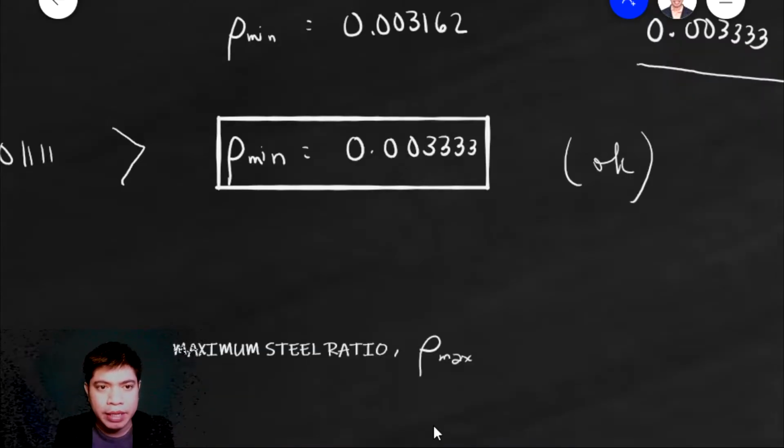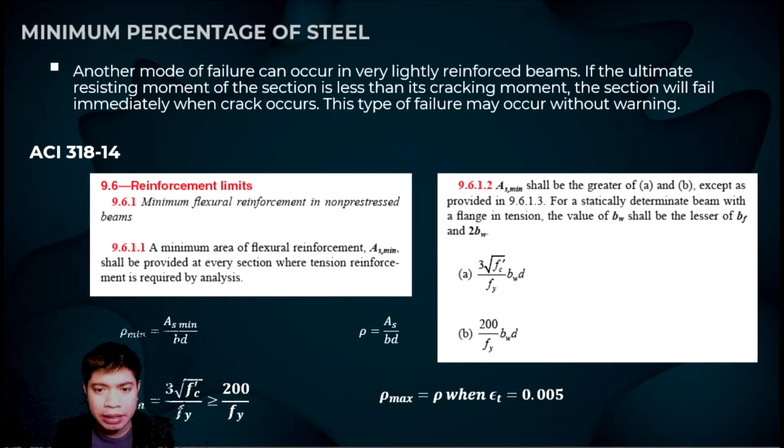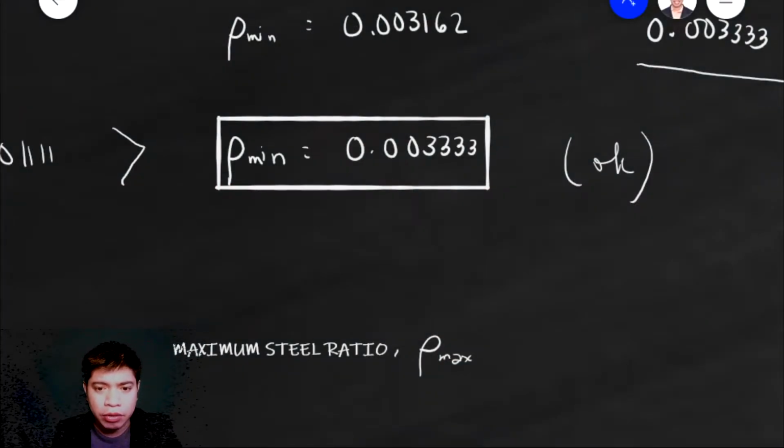Ngayon guys ay i-compute natin yung raw maximum. Ano nga ba yung gagamitin natin? Tingnan muna natin sa kaninang PowerPoint na diniscuss natin. Ang sabi natin dito is that the raw max is the value ng raw when the tension strain is equals to 0.005. Isa-set natin yung tension strain sa 0.005 tapos kukunin natin yung value ng raw.